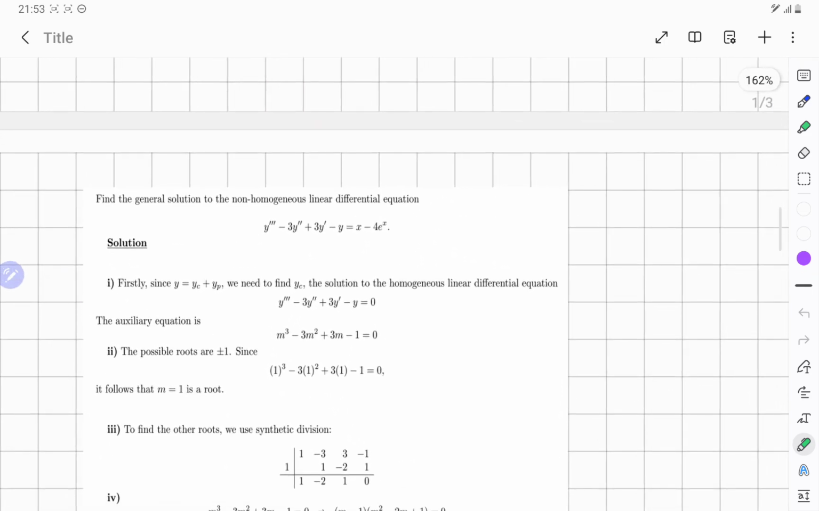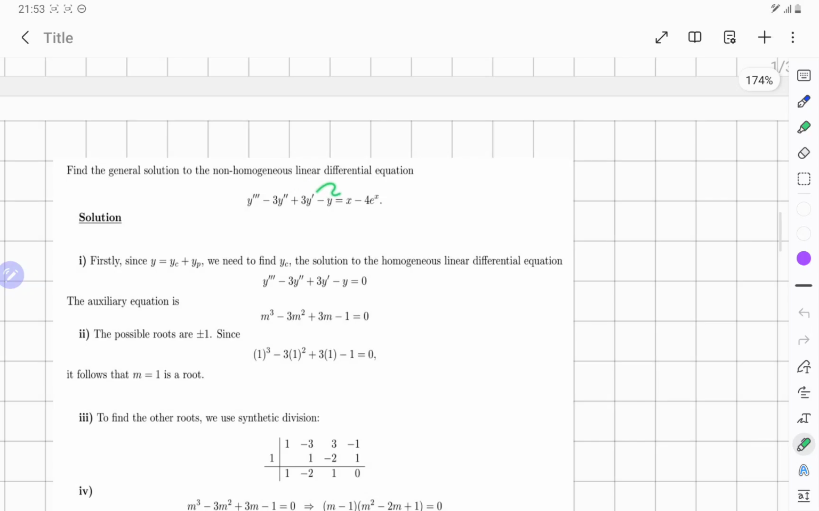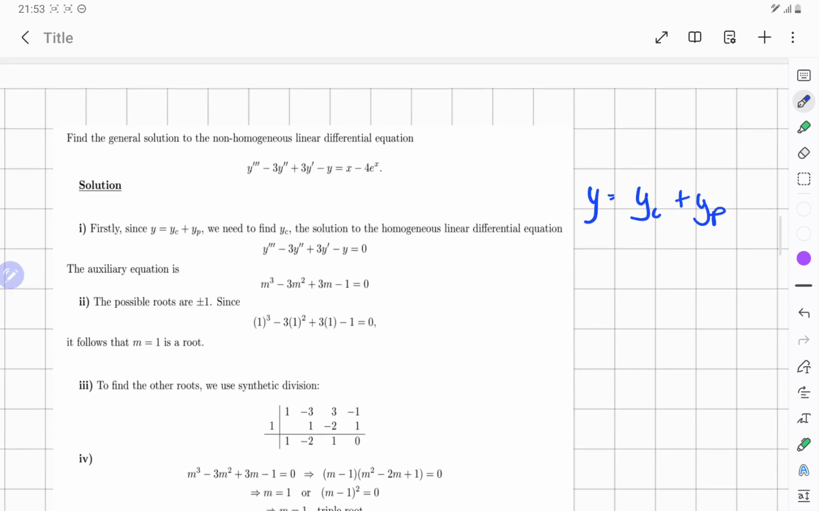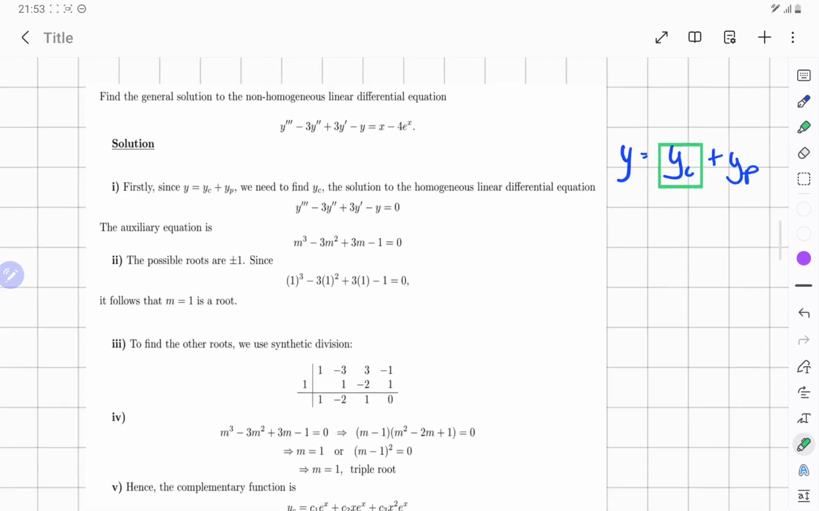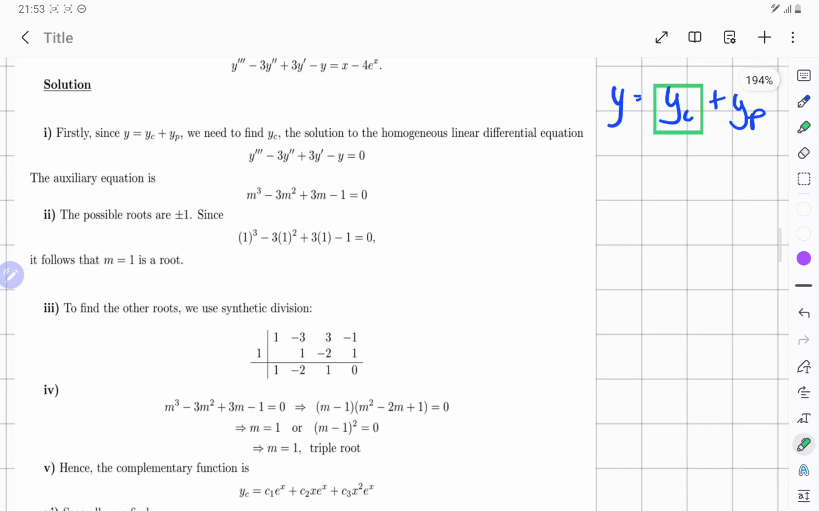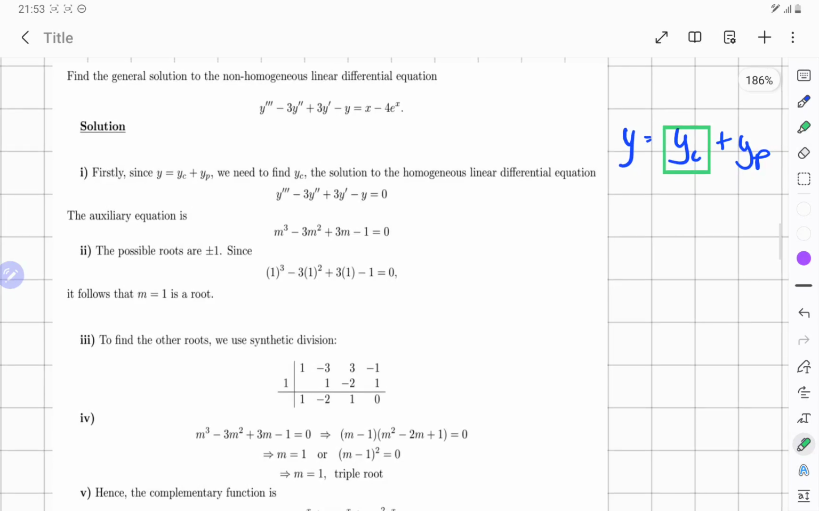This is a typical test and exam type question. They will ask us to find the general solution to the non-homogeneous differential equation. Remember what I've just said: when you do the general solution, you will do y complementary plus y particular, so we always have to do y complementary first. I'm going to run through this very quickly since we have done it a couple of times in detail.